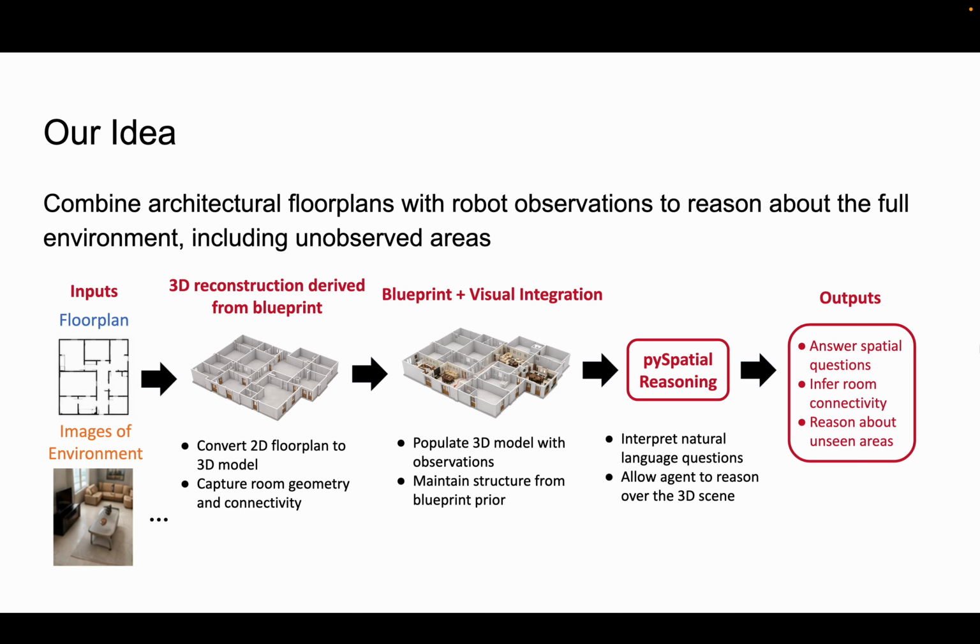Finally, Plan to Scene Spatial can reason over this augmented 3D scene. Rather than being limited entirely to the observed geometry, the agent now has the potential to answer spatial questions, infer room connectivity, and reason about areas it hasn't directly visited. So fundamentally, we're trying to combine local visual evidence with global architectural knowledge to give the agent a more complete understanding of its environment.